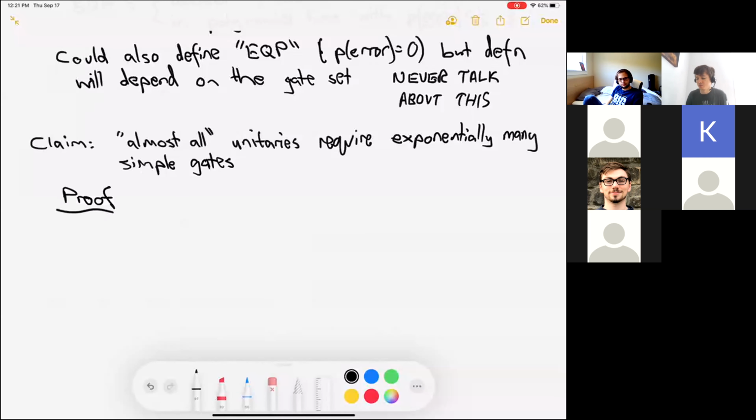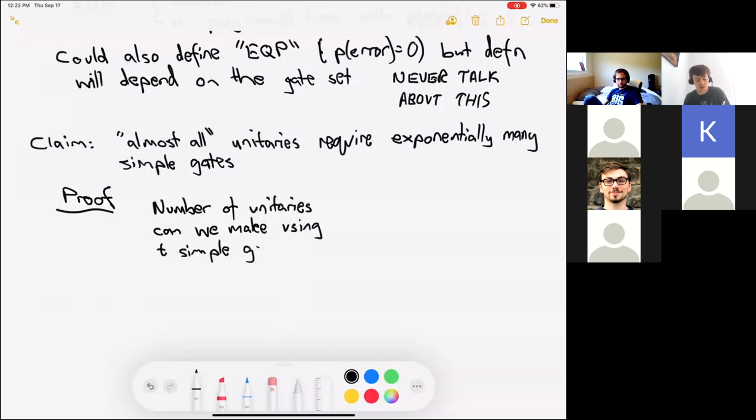It's just a counting argument. So the first thing we want to count is how many different unitaries can we make using T simple gates. Can anyone tell me the answer to that?